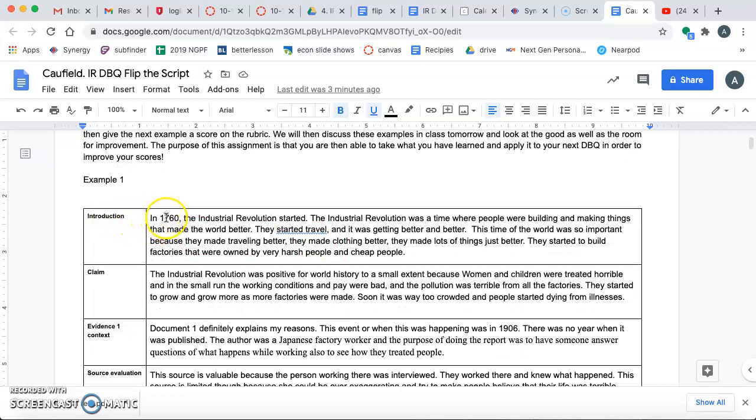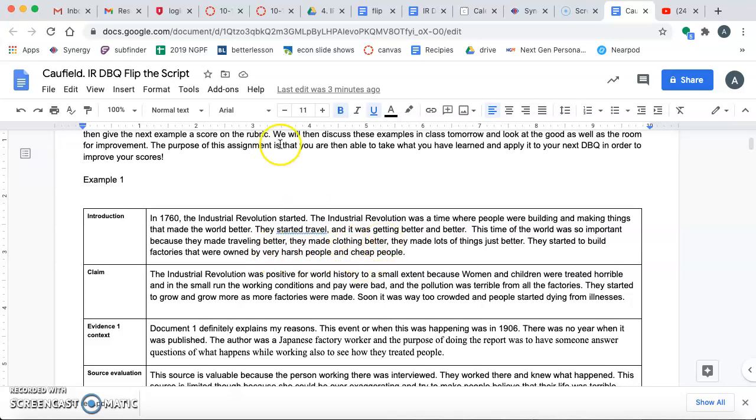In 1760, the Industrial Revolution started. The Industrial Revolution was a time where people were building and making things that made the world better. They started travel, and it was getting better and better. This time of the world was so important because they made traveling better. They made clothes better. They made lots of things just better. They started to build factories that were owned by very harsh people and cheap people.